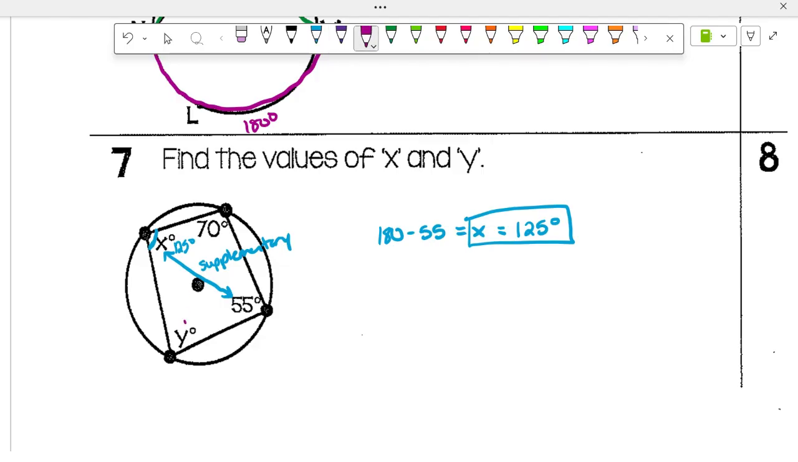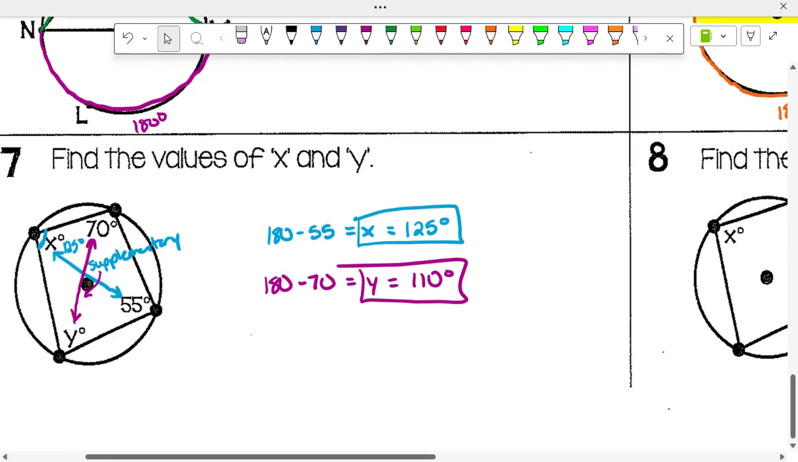Now, to find y, what's the connection between 70 and y? They're also supplementary. So that means I would do the same thing. I would subtract 70 from 180 to get y. So y would equal what? 110. Now remember, all four angles of the quadrilateral should still add up to what? 360. So that's a way you can check yourself. Add up all the angles, make sure it equals 360.